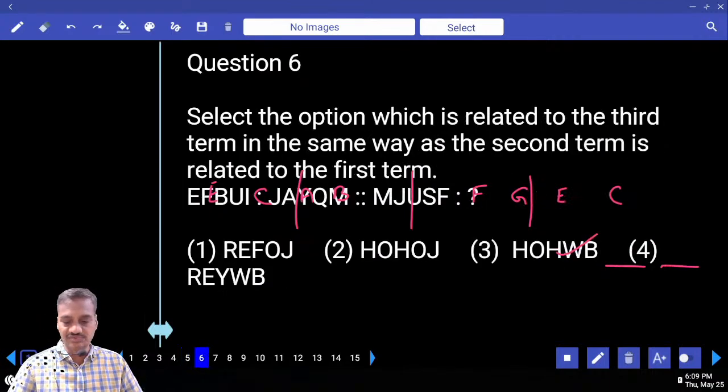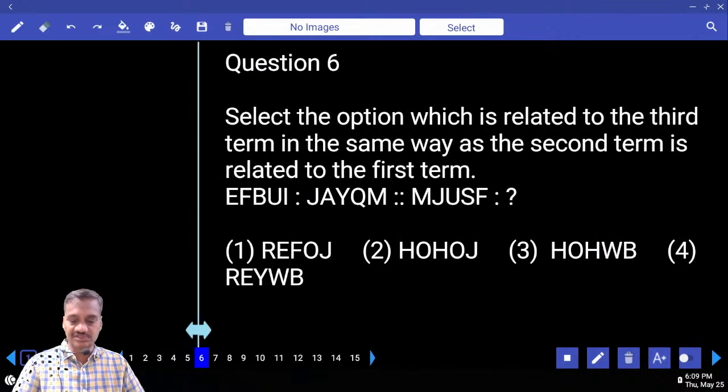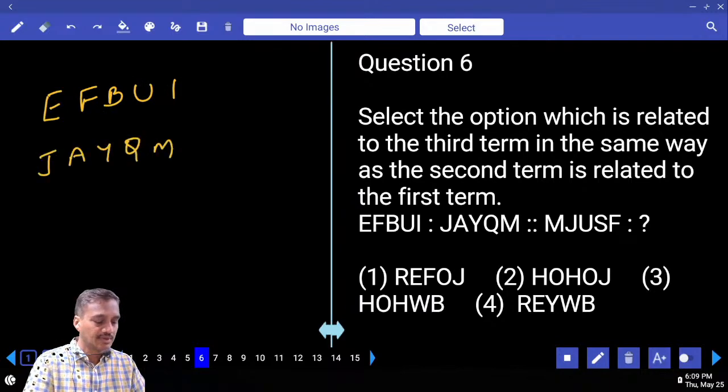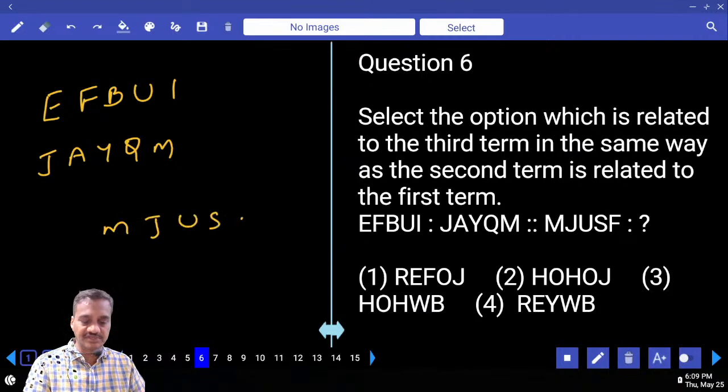The next one, sixth one. Now in this question number 6, E, F, B, U, I is written as J, A, Y, Q, M. And in the same way, then M, J, U, S, F is written as what?